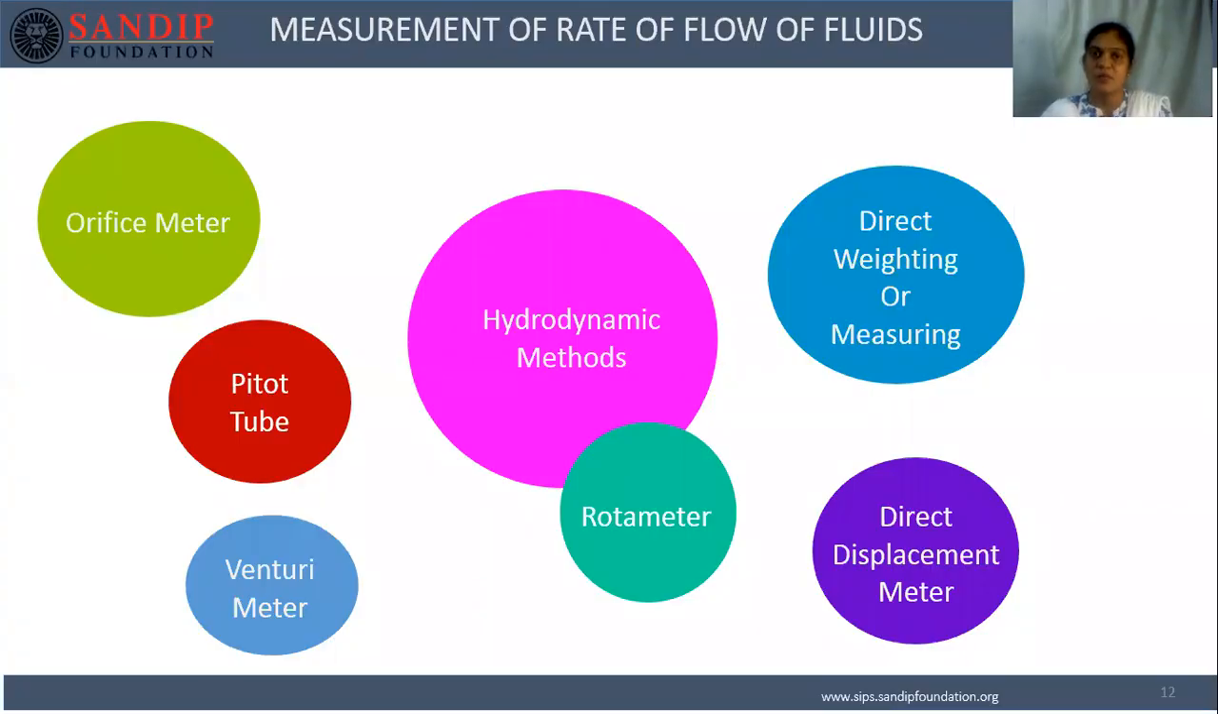Now, next part, measurement of rate of flow of fluid. In this measurement of the rate of flow of fluid, the first method, the hydrodynamic method, is classified into the orifice meter, then Venturimeter, Pitot tube, then the next type, the rotameter, then direct weighing or measuring, then the direct displacement meter.